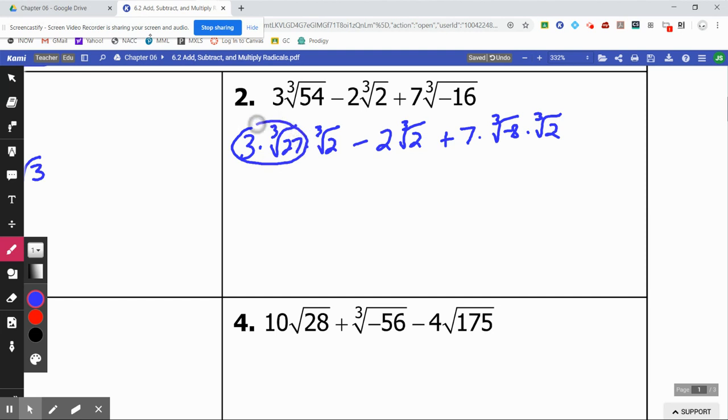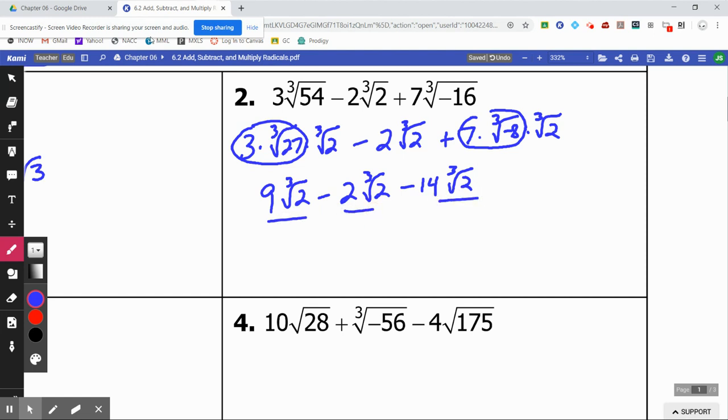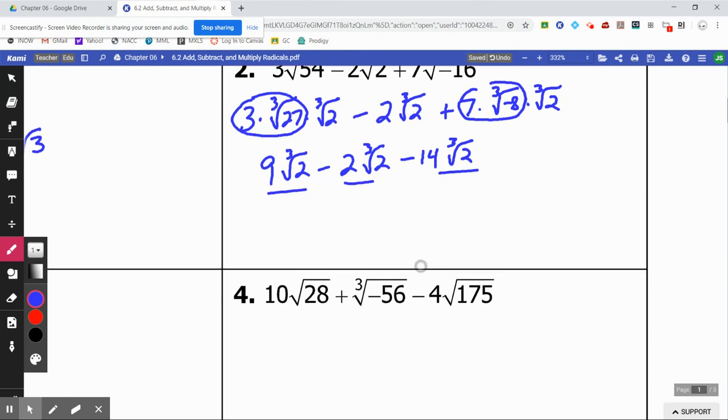3 times the cube root of 27 is 3 times 3, which is 9 cube root of 2, minus 2 cube root of 2, and then 7 times the cube root of negative 8 will be negative 2. Positive 7 times negative 2 will be negative 14 cube root of 2. Now, all three are like terms. Notice the index and the radicands are identical. So add or subtract the coefficients. 9 minus 2 is 7, minus 14 gives you negative 7, and everything else stays the same.